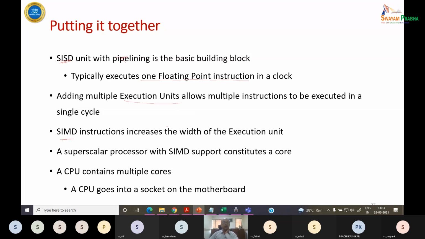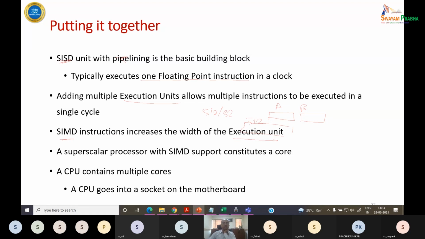SIMD, what does it do? It increases the width of the execution unit. SISD, only one data, let's say 32-bit values. It can operate on operand A and operand B. But now imagine this becoming 512. So 512 divided by 32. So many operands at a time, right? So 2 raised to 9 minus 2 raised to 5, 2 raised to 4. So 16 data in parallel can be operated upon by the same SIMD instruction.